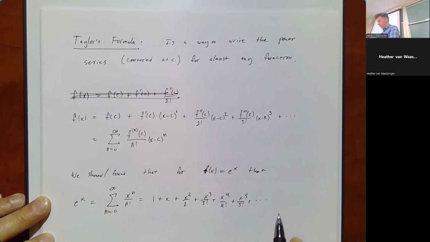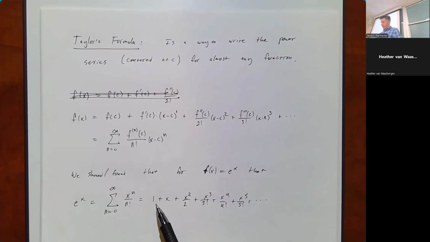This is a reminder, we typically don't write divided by 0 factorial or divided by 1 factorial because 0 factorial is 1 and 1 factorial is 1. So we just omit those terms typically.